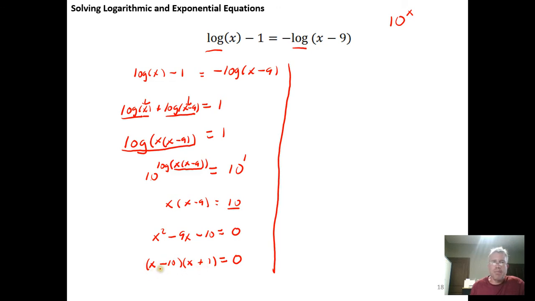I factored it, and I'm going to use the zero product property to say one of the two products must be equal to 0. And I get x equals 10 or x equals negative 1. Here I want to stop for a minute.